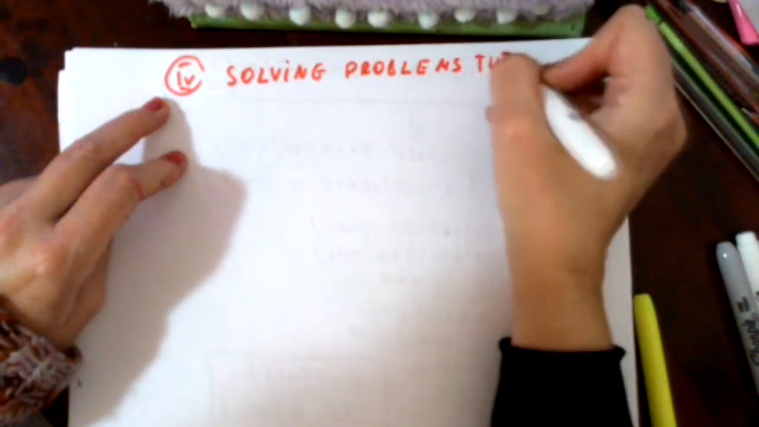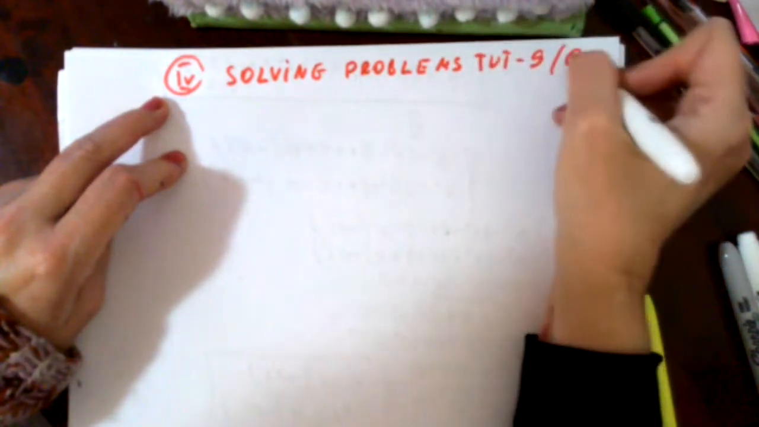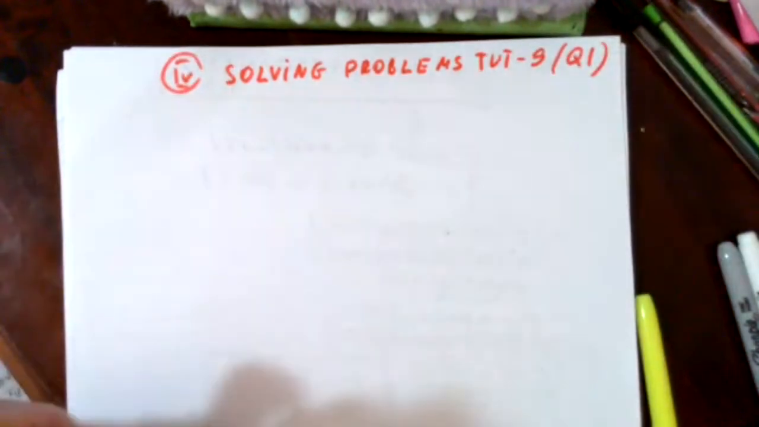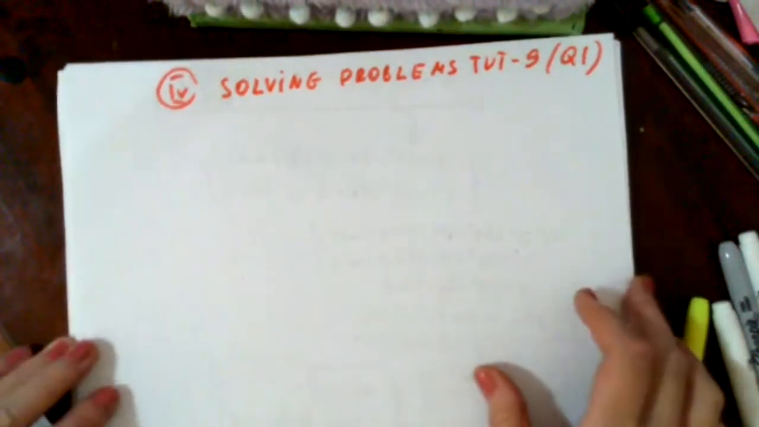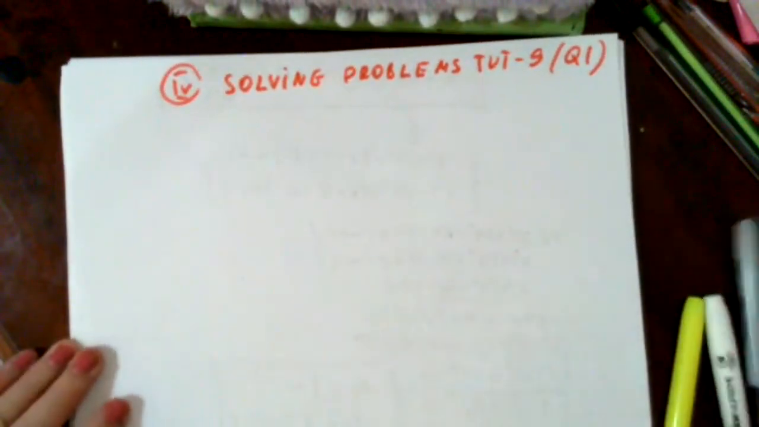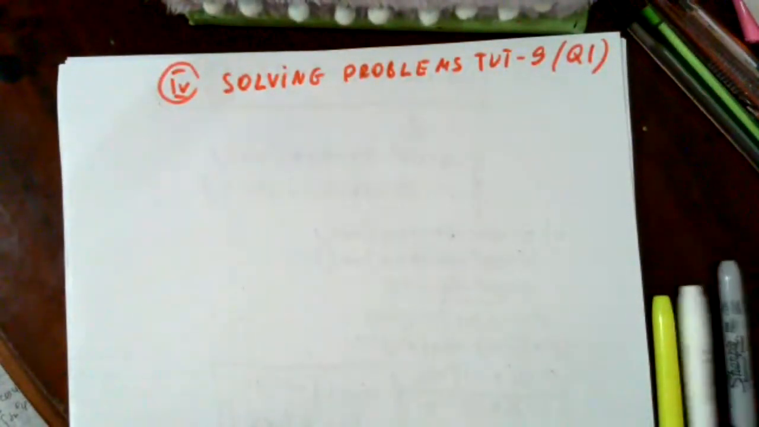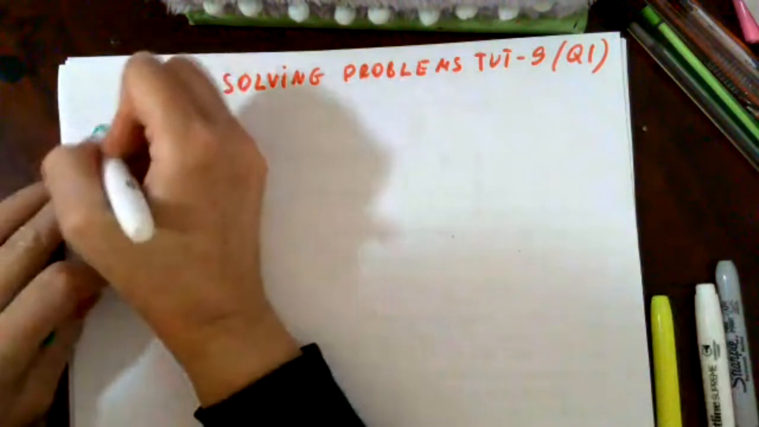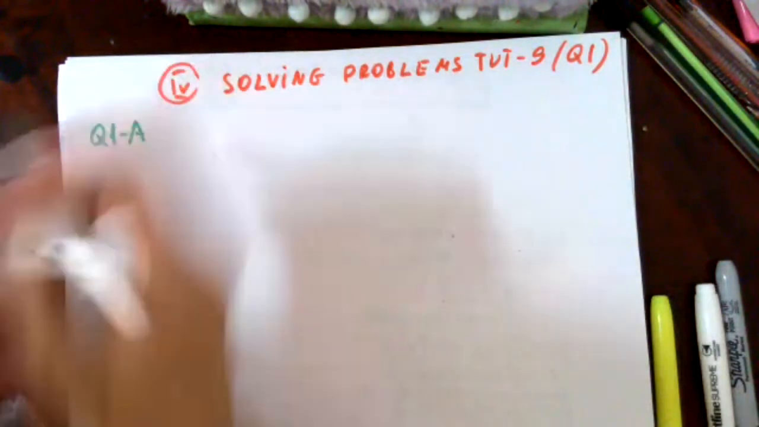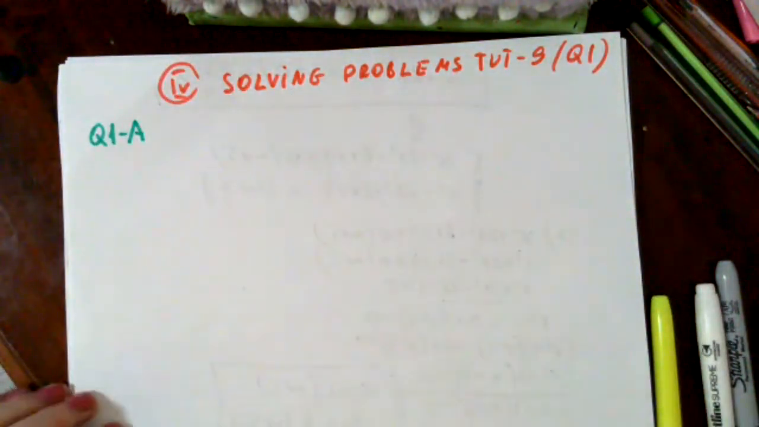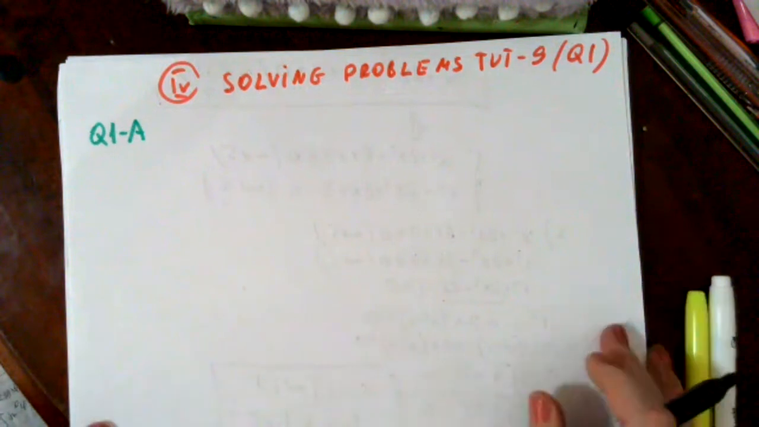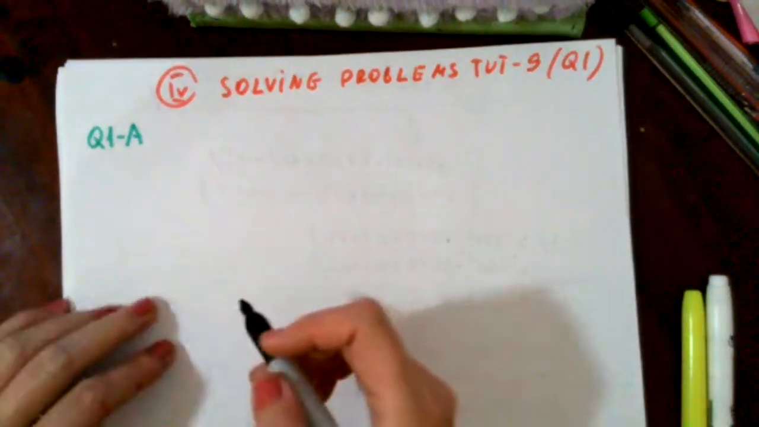Solving problems from tutorial 9. It's actually only one question there, question 1, but it has many sub-questions. So I'm going to go over only 2 of them now, and I'll leave the rest as good homework for you. Okay, so the first one will be question 1a. In this question, you are not given a double integral, you are given a repeated integral.